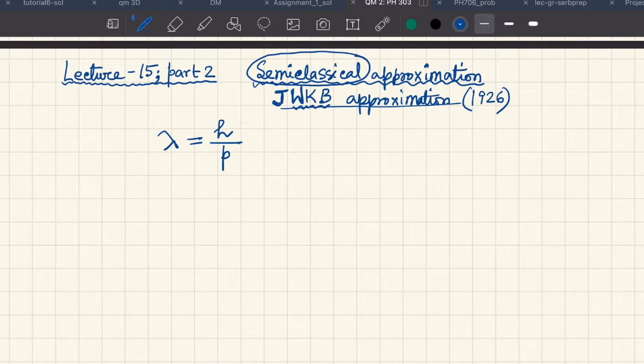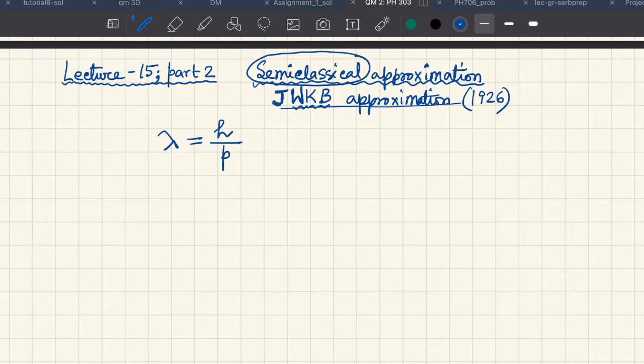For example, if you have an electron and you are putting it via a slit, if the slit width or the aperture is much greater compared to the de Broglie wavelength, or lambda is much smaller than the slit width, then the electron behaves as a classical particle. It goes straight and falls onto the screen. But if your de Broglie wavelength is comparable to the aperture of the slit, then the quantum effect comes in and you have this diffraction pattern on the screen.